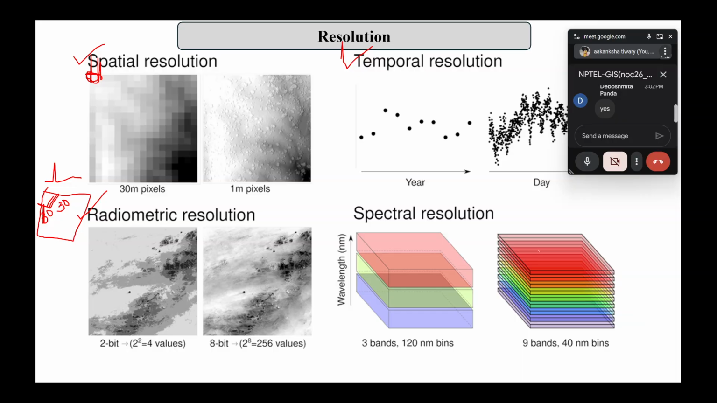But if you divide into 9 bands, then you will have 9 values for each location. So this has more information about wavelength as compared to the previous one. More information in different wavelength ranges. So this is what spectral resolution is. For high spectral resolution, you need to have a greater number of bands. So I hope this is clear.